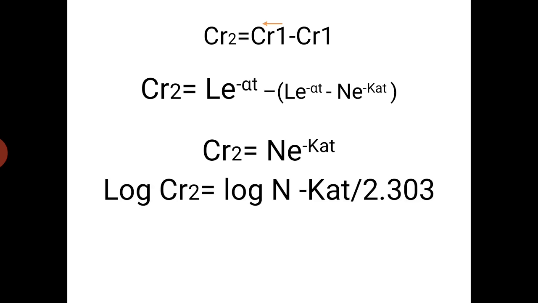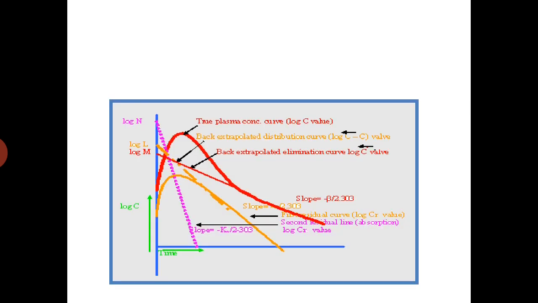Taking the logarithm, log CR2 is equal to log N minus Kt divided by 2.303. So from this equation you can determine the value of Ka. Graphically, the pink line represents the CR2, that is the second residual line. The slope of the residual line is equal to minus Ka divided by 2.303, and the y-intercept is equal to capital N, that represents the hybrid rate constants for process of absorption.